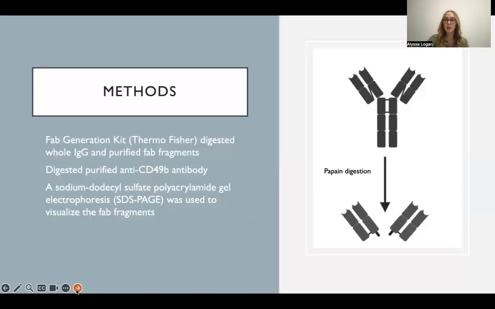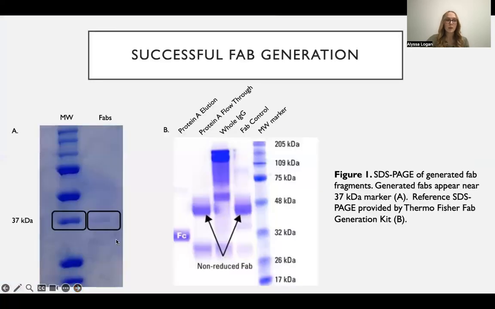I accomplish this using a Thermo Fisher Fab generation kit, and I specifically digested anti-CD49B antibody because this is a prevalent marker found on platelets. I then visualized my Fab fragments using an SDS page. And as we can see, the Fab fragments appear near the 37 kilodalton marker, which according to the reference SDS page given by the Thermo Fisher kit, aligns in the approximate area.